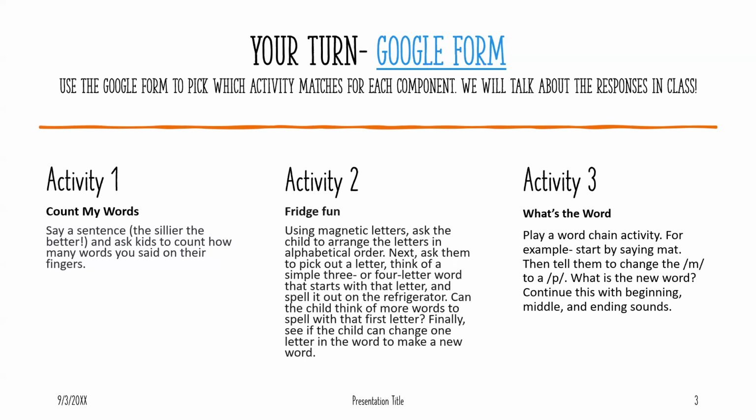And then activity 3 is what's the word? Play a word chain activity. So for example, you can start by saying mat, then tell them to change the m to a b and what's the new word. So you can continue this with beginning, middle, and ending sounds and make sure that you are giving the sound for them. So again, start by saying mat. I say, okay, well, can you change the m to a b, so you notice I said the sounds, and then ask them what the new word is.